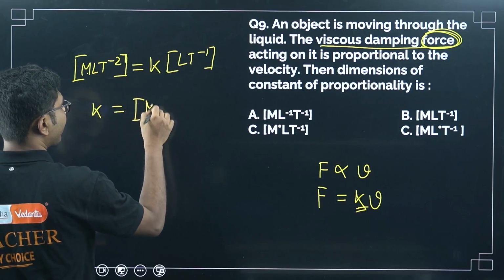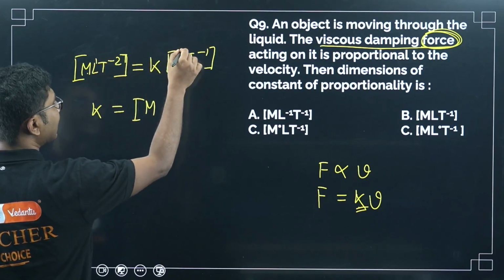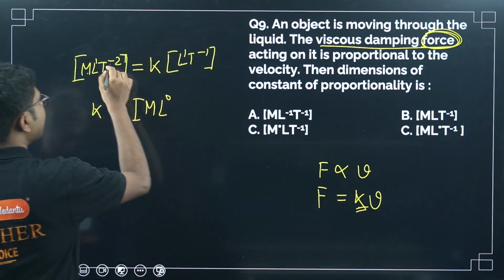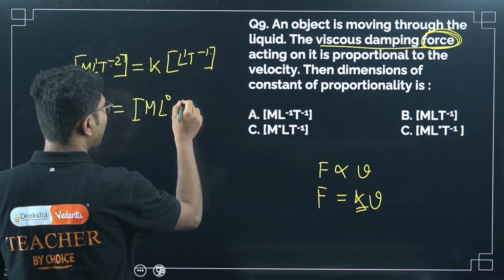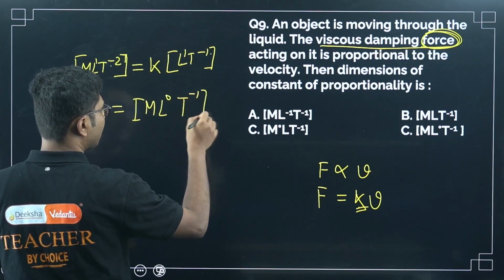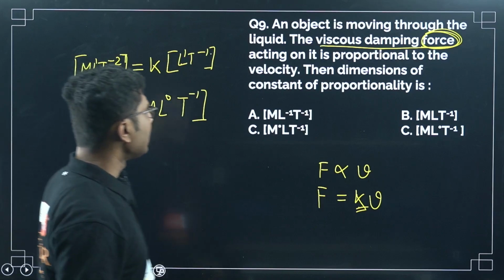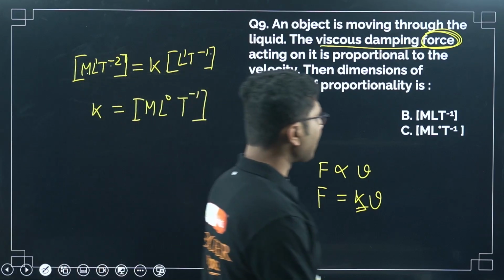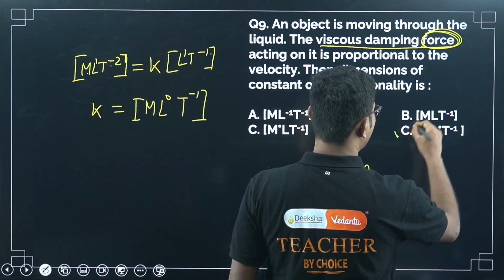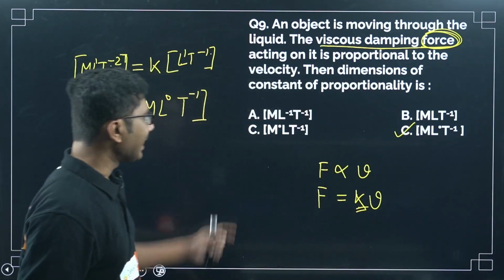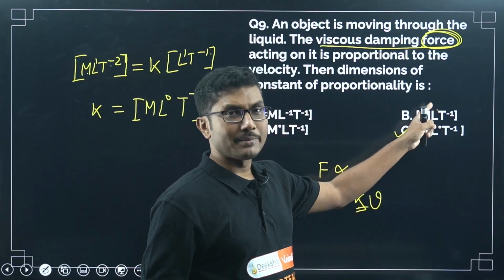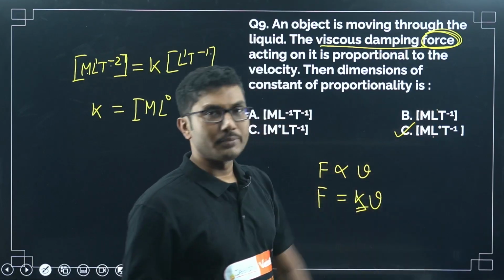So the dimension of k will be M, L to the power 1 here and L to the power 1 there, so 1 minus 1, L to the power 0. T to the power minus 2 here and T to the power minus 1 there, so minus 2 plus 1, T to the power minus 1. So the dimension of this will be M L^0 T^-1. Right, so the correct answer is option C. Be careful, here they have given L^1, so don't mistakenly mark that as correct. This one will be correct.